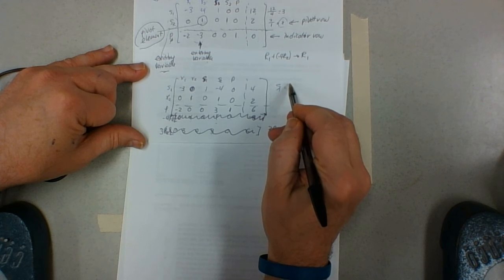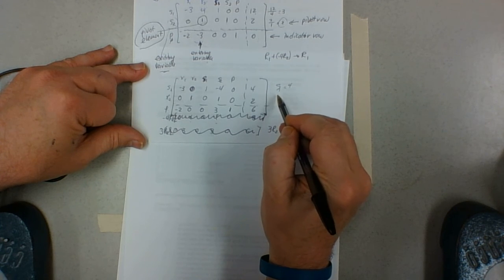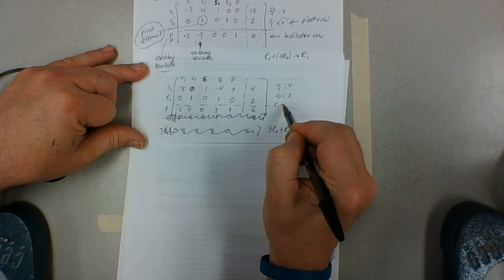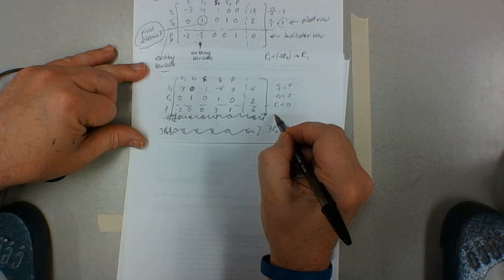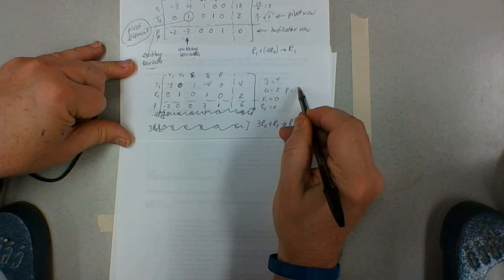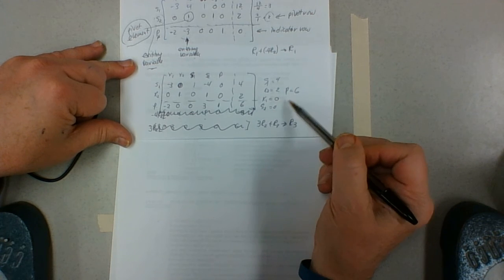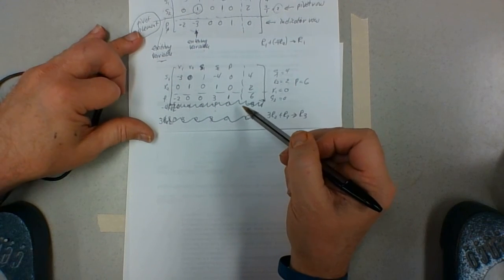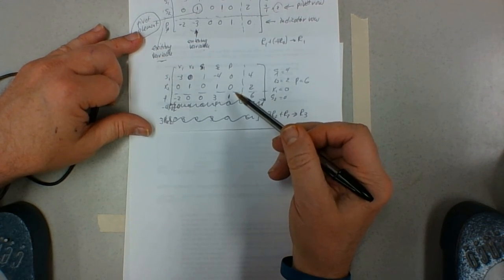My solution right now is s1 is equal to 4, x2 is equal to 2, x1 is equal to 0, s2 is equal to 0, and p is equal to 6. So I increased the profit up to 6 by going, if you think about the geometry of what's going on, I moved up to the boundary line.